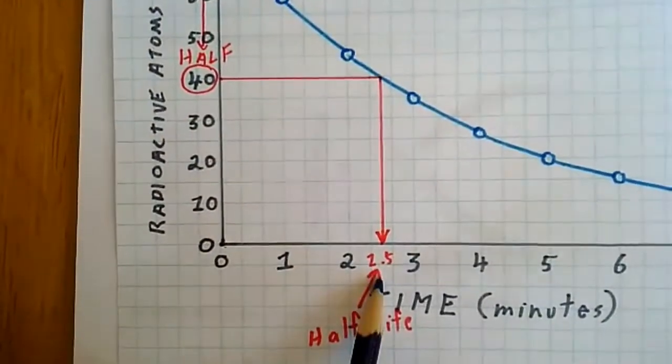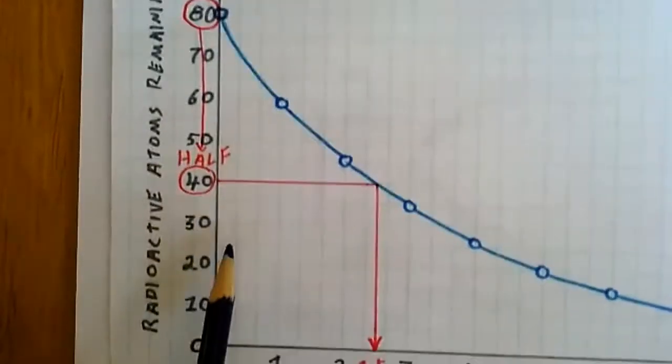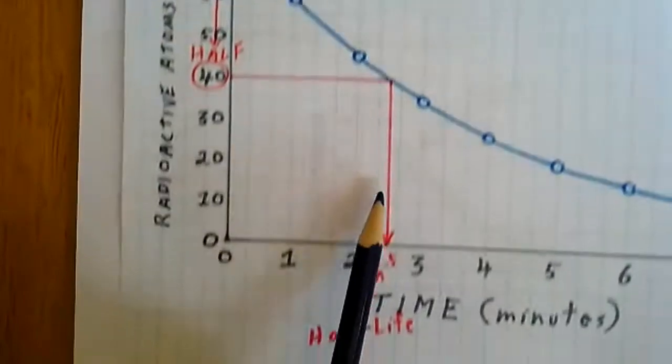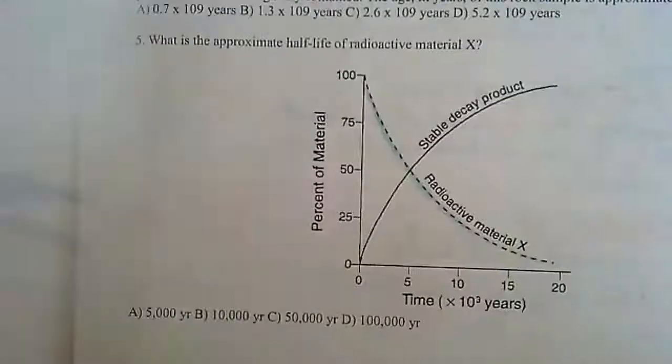My half-life, or the amount of time it took to get half the material, how much time did it take to get to half? Well, I started with 80, half is 40. How long did it take to get to half? It took that long, 2.5 minutes. That was for this. Let's take a look at the graph of the ambiguous.